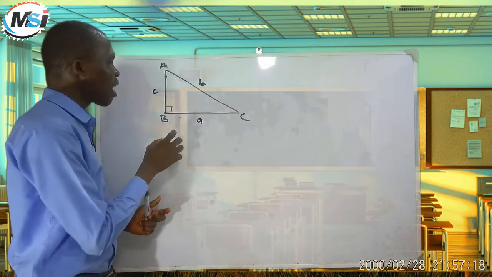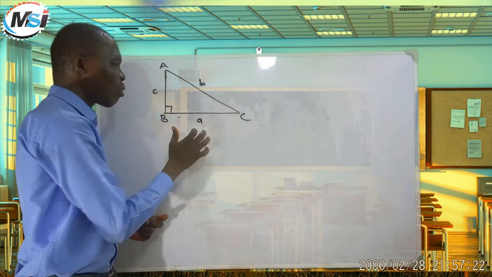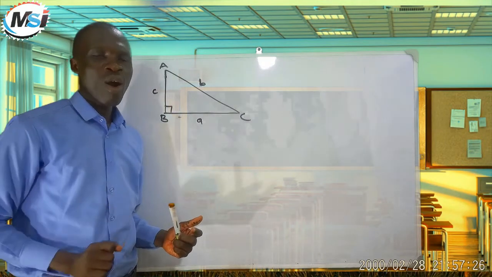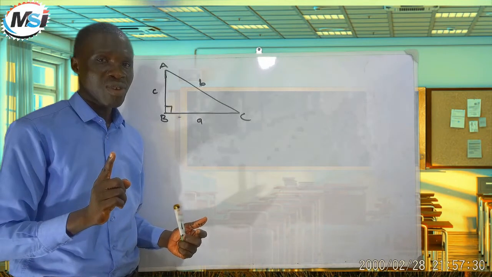Now, in triangle ABC, the sum of the 3 angles will be equal to 90 degrees, which we can also call complementary angle. I believe you understand that, right?